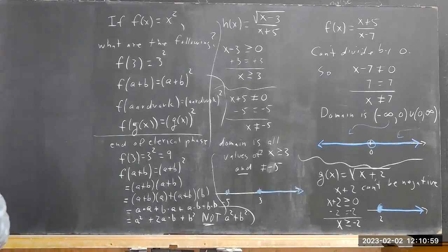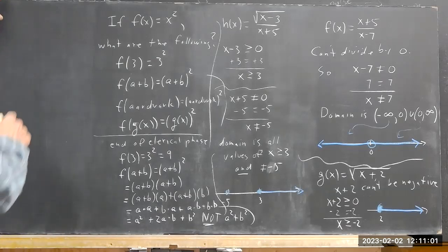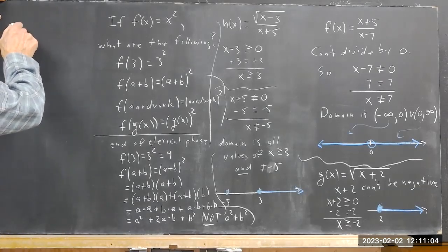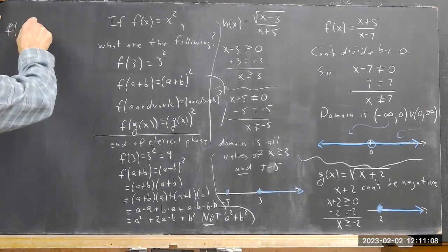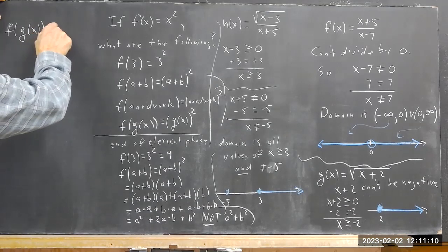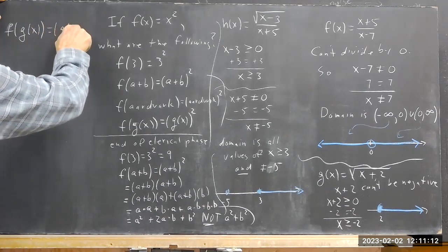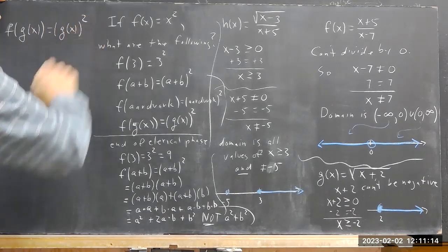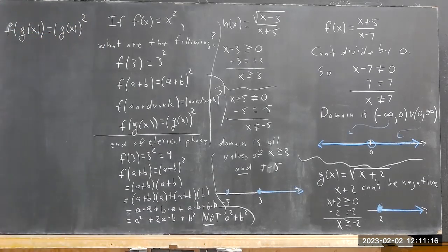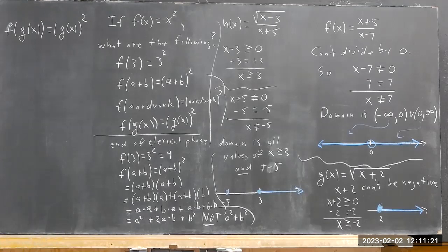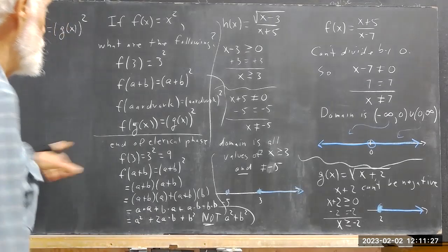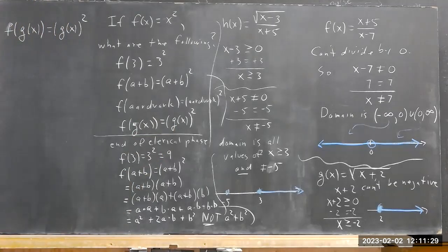Now let's look at this f of g of x. This is where we're really heading with composite functions. We've established that f of g of x equals g of x squared, right? Now, y'all did pretty well with that. Most of you got that, and I think everybody understands it now, hopefully.